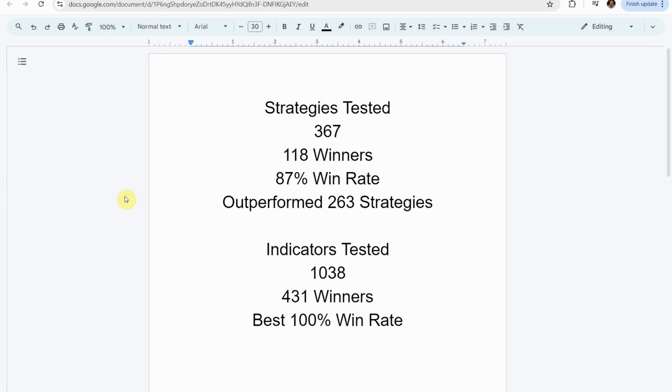So to date, we have tested a total of 367 different strategies, with 118 of them being winners. The best one so far was able to achieve an 87% win rate. That was achieved using the Academy of Forex indicator. And so far, since we've been keeping track, it has outperformed 263 of the other strategies that we've put it up against, every single one so far. We've also tested a total of 1,038 indicators, with 431 of them being winners.